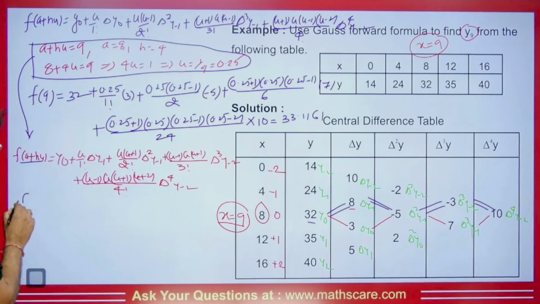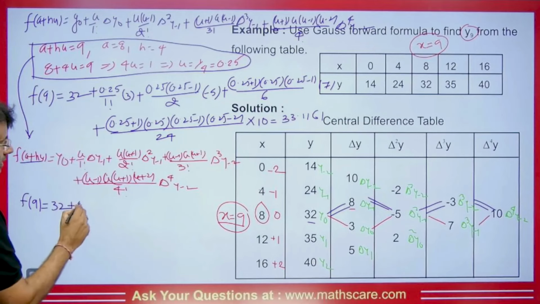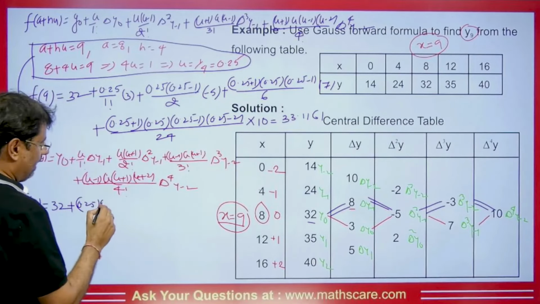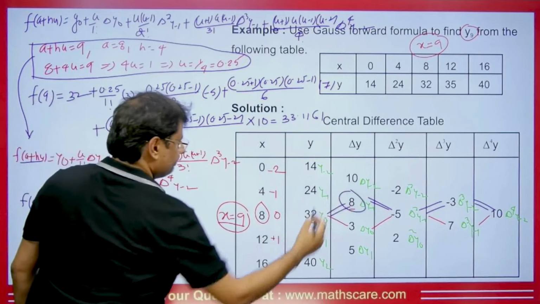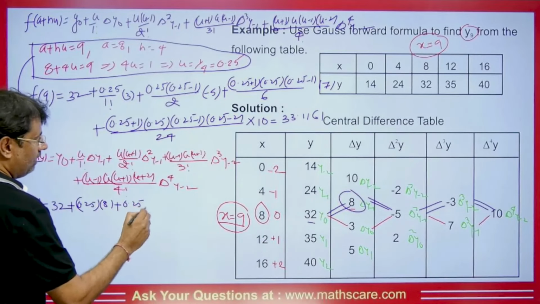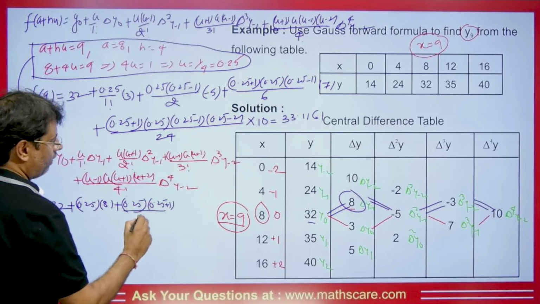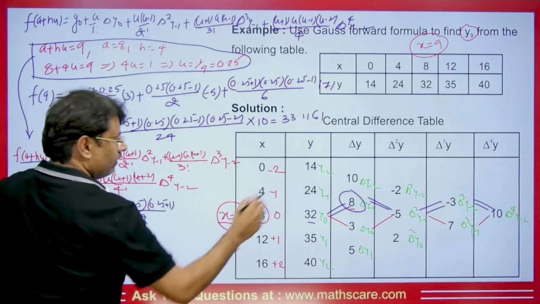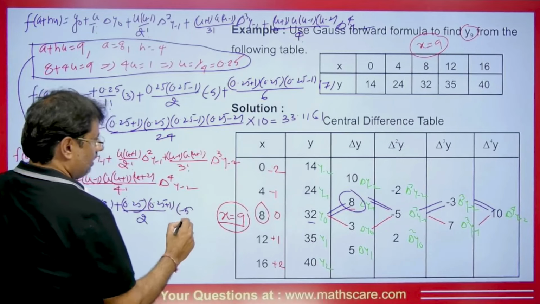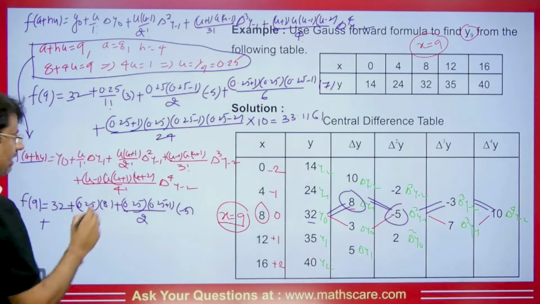Now what value are we looking for? f(9). See, how much are we getting for y0? It's 32 plus u is 0.25 and y minus 1 is it. Okay. Are you getting my point here? Understand this formula clearly. It will help you. Next, now what will we get here? 0.25, and what will we get here? 0.25 plus 1 upon 2, and what will be the value here? Minus 5. Okay. Are you getting my point? So did you get this value? Next, what will we do now? Tell me the next value.